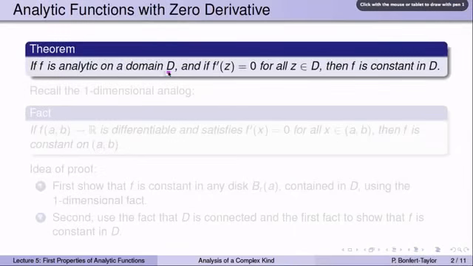Suppose f is an analytic function on a domain. Remember what a domain is? That is an open and connected set. So it's all in one piece. And suppose that you have that f prime of c, the derivative of f, is equal to 0 everywhere in D. The theorem says that must imply that f is constant.